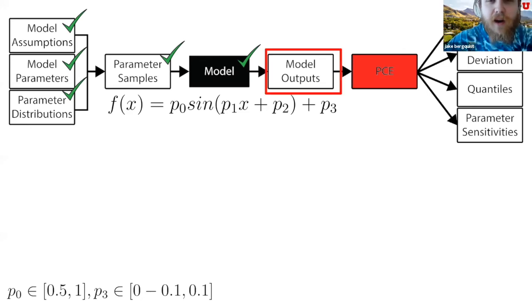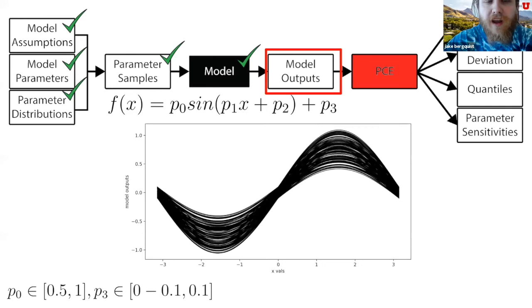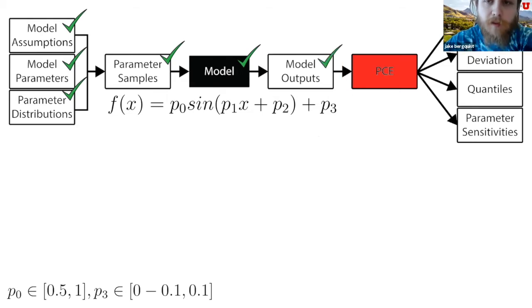And then from there, we run those through our model and get the outputs. And here's an example of the outputs I got for that particular model. Now, because I gave it 4 parameters to sample from, even though 2 of them were fixed, it asked for a lot of different outputs. But this is a simple sine function, and so it was pretty easy for me to generate them. From this, we then pass those into the PCE, and we get some of our output statistics.